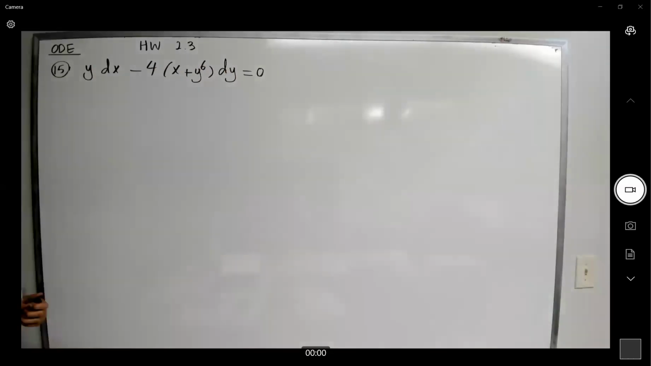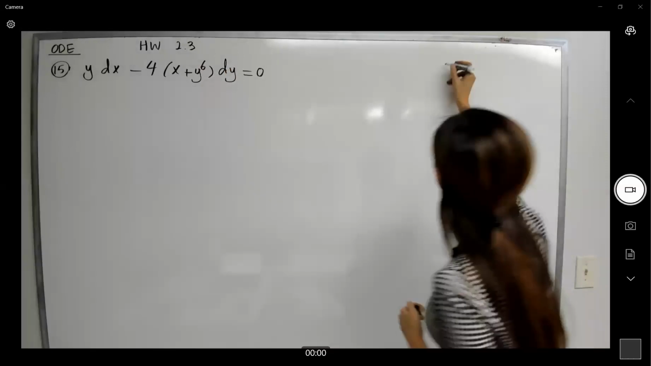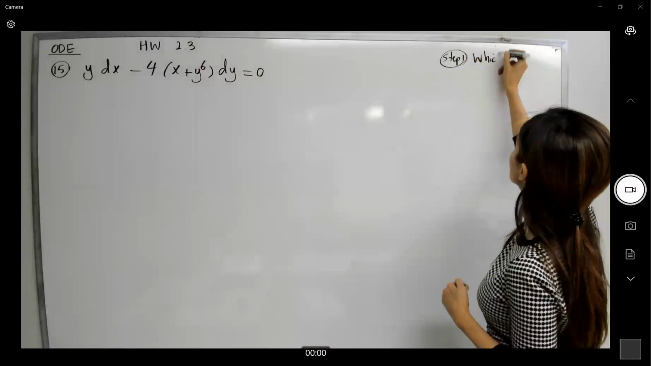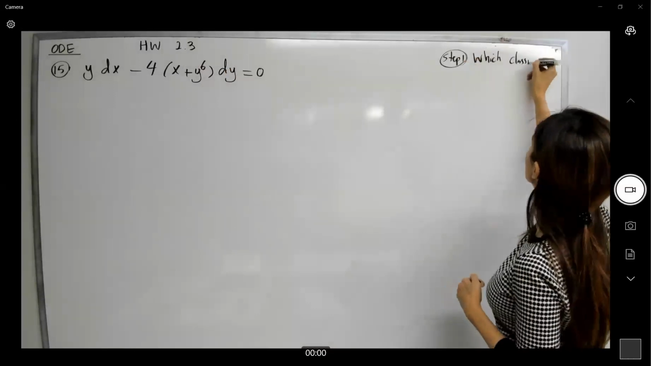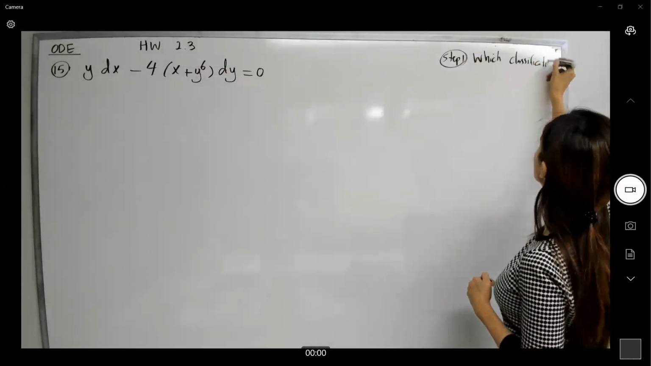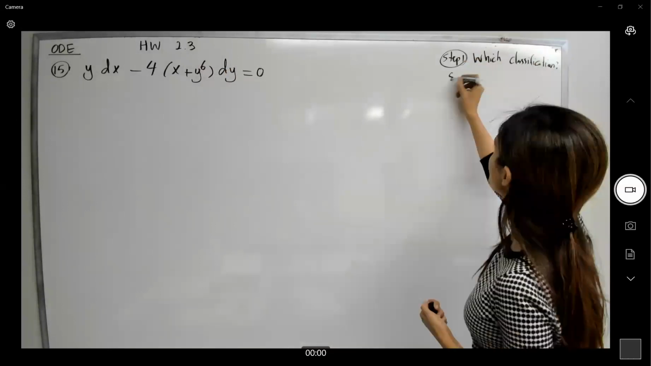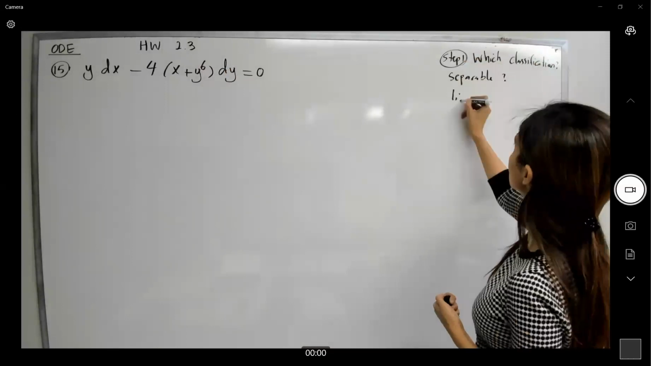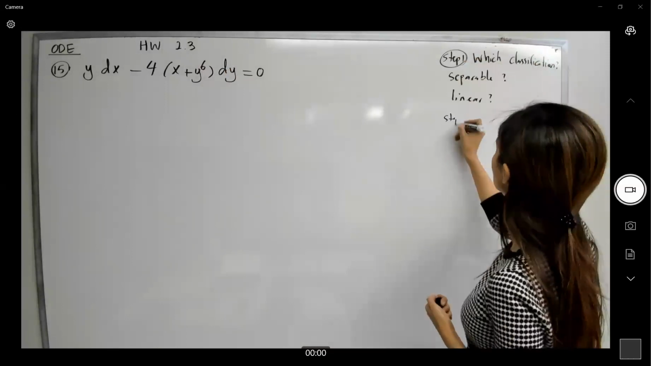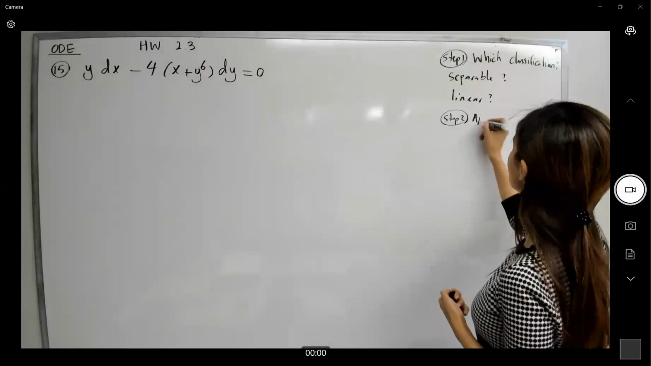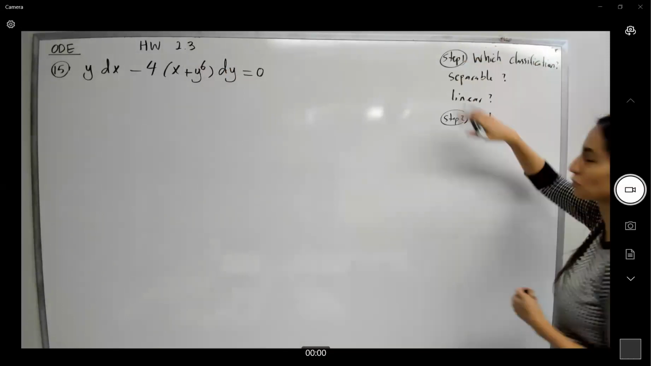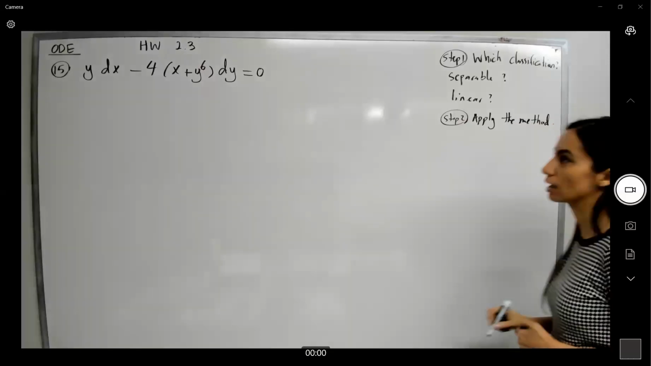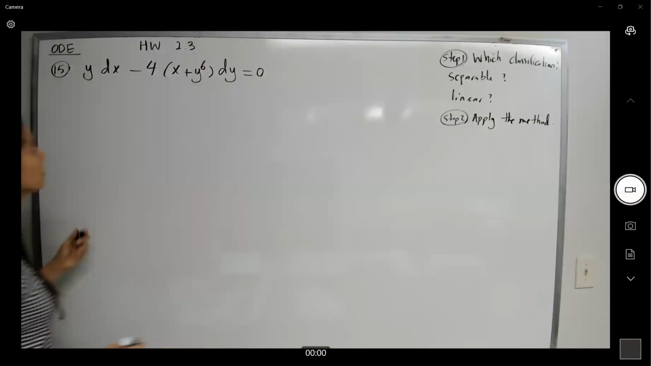So let's follow the steps. Step 1, which classification does this belong to? Well, is it separable? Is it linear? And step 2, apply the method related to either of these. Apply the method. Well, okay. So can we write this in separable form?